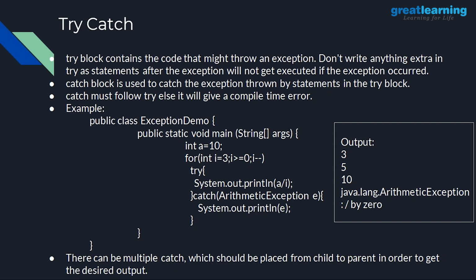So if we have written Exception e, and then after that, among multiple catches, the next catch we wrote is ArithmeticException e, that will give an error because it has to follow: child must come first, then parent. So if we want to implement multiple catches here, then the ArithmeticException e should be first in the catch, and then the Exception e in the next catch. This order must be followed.